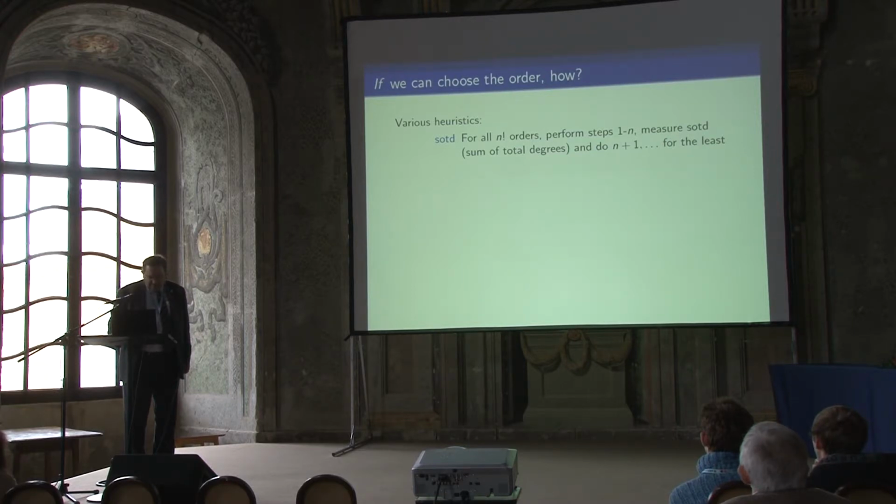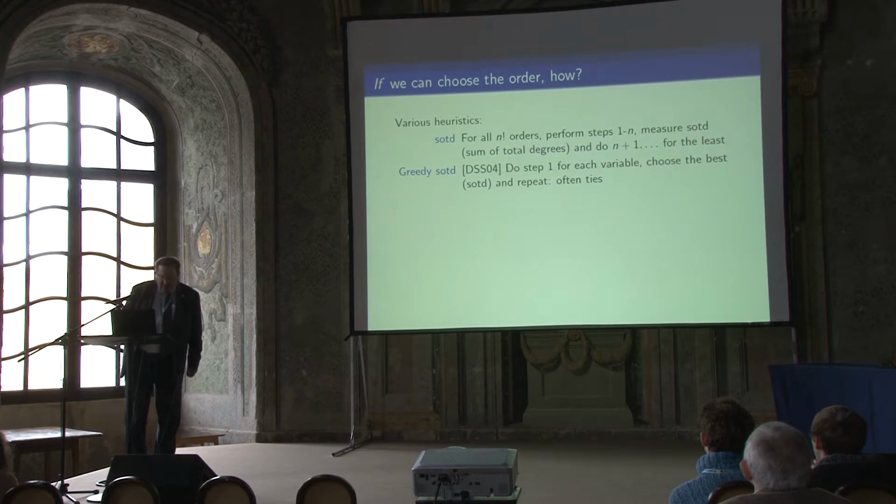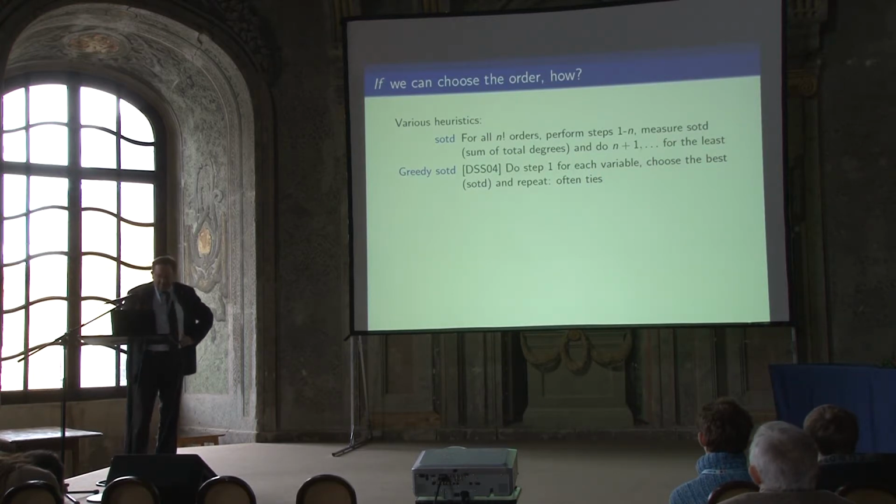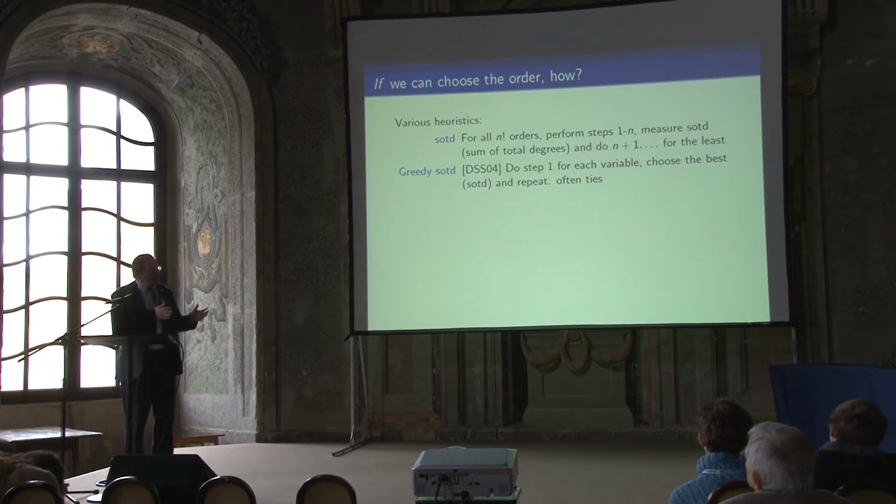Well, okay, that may be a good idea. A better idea might be what's called the greedy one, which is due to Dolzmann and so on. You do step 1 for each variable in turn. You've got n choices. Measure the SOTD, pick the best one, then do step 2 for any of the n-1 variables, pick the best one, and so on. So rather than doing all n factorial, you do n choices at the first level, pick the best one, n-1, and so on. This is quite good. The only trouble is you often get ties. You get the same SOTD in more than one variable.